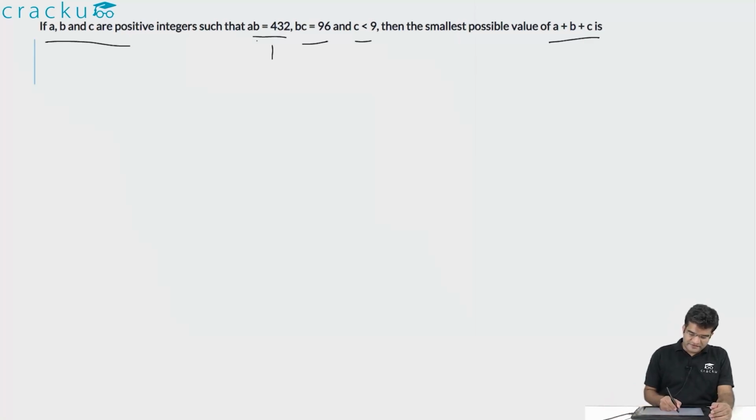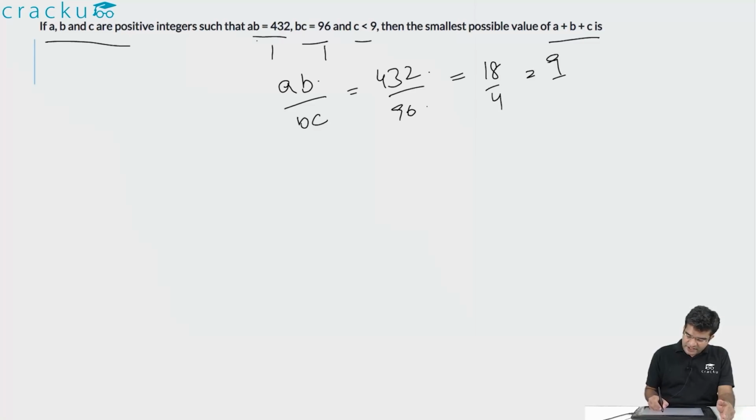If you look at the two equations that are given to us, we are given the product of A and B, and we are given the product of B and C. So let us divide one equation by the other. Therefore, what is the value of AB divided by BC? This will equal 432 divided by 96. You can cancel 24 from both the numerator and denominator. So this will equal 18 divided by 4, or this is equal to 9 by 2.